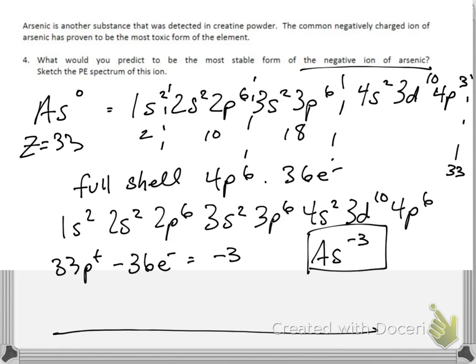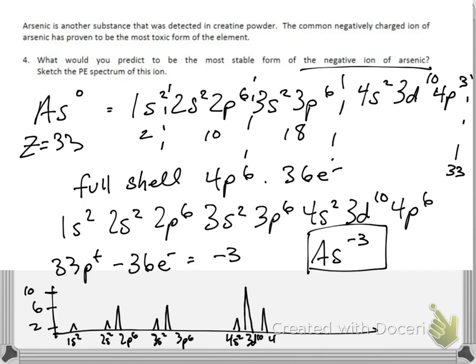If we had to sketch the PES spectrum, the most important numbers here are 2, 6, and 10. So we would put the first one, 1s2, 2s2, 2p6, 3s2, 3p6. Okay, so I'll just write these in so we see what these are. And then 4s2, 3d10, and then 4p6, right? So that would be the full outer shell, 4p6, for arsenic 3-.